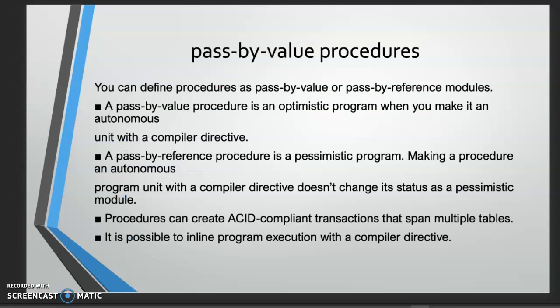Pass-by value procedures. You can define procedures as pass-by value or pass-by reference modules. A pass-by value procedure is an optimistic program when you make it an autonomous program unit with a compiler directive. A pass-by reference procedure is a pessimistic program, and making a procedure an autonomous program unit with a compiler directive doesn't change its status as a pessimistic module.